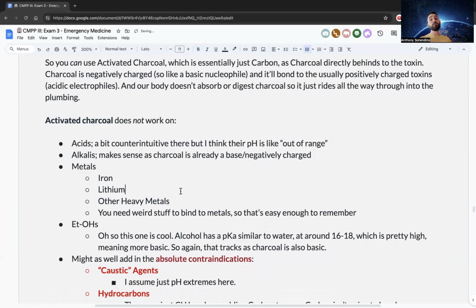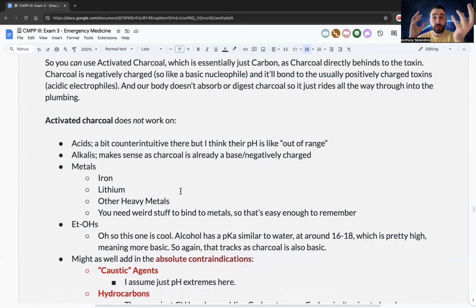It doesn't work on alcohol. This one I think is interesting. So the pKa of alcohol is like 16 to 18, which is pretty close to water. And activated charcoal is just carbon, right? And you think about what oil is. That's just carbon and hydrogen.